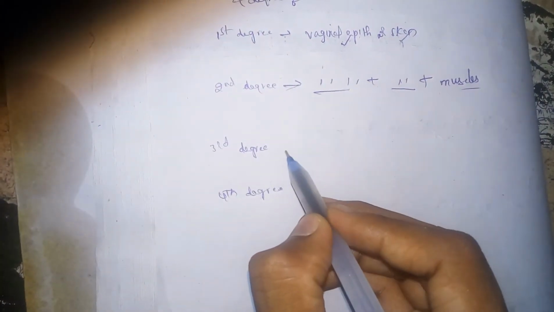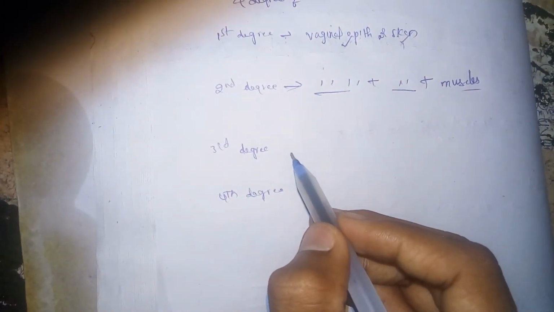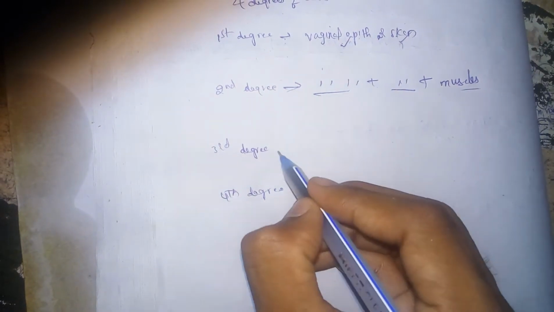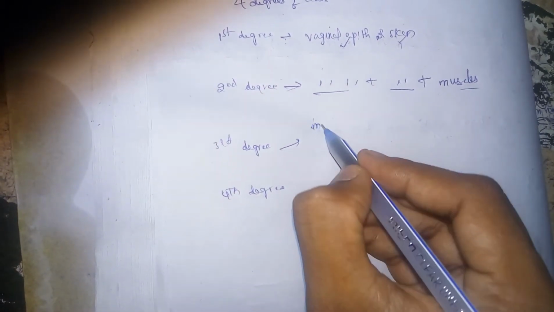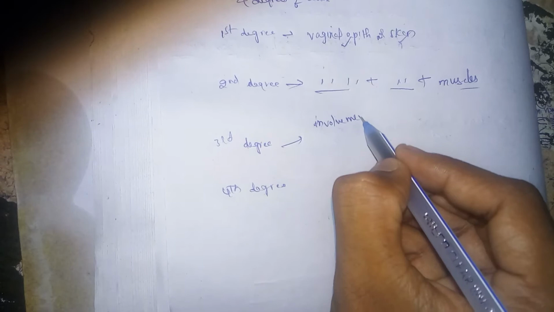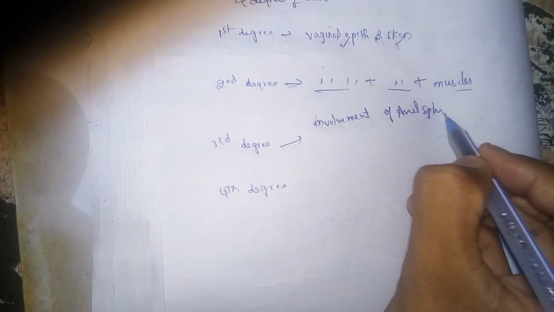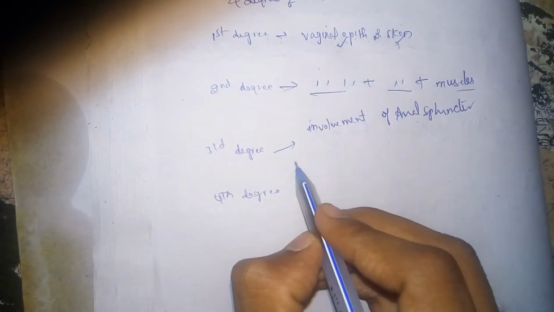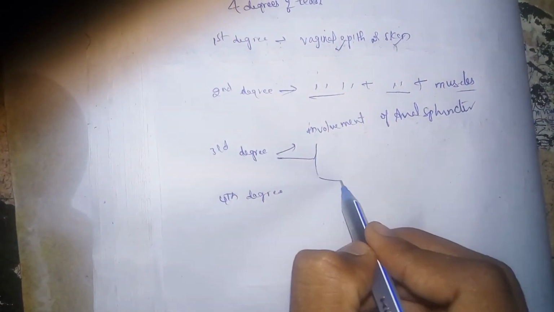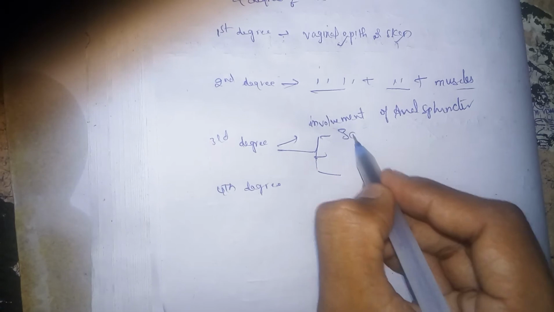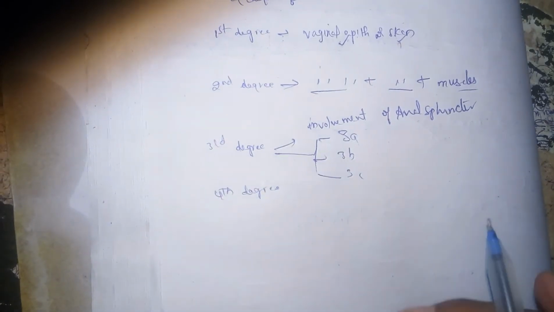In third degree, there is involvement of the anal sphincter. This degree is again of 3 types: 3A, 3B, and 3C.